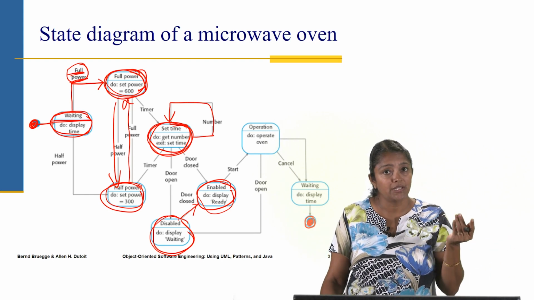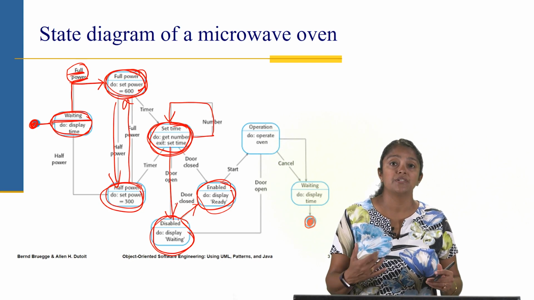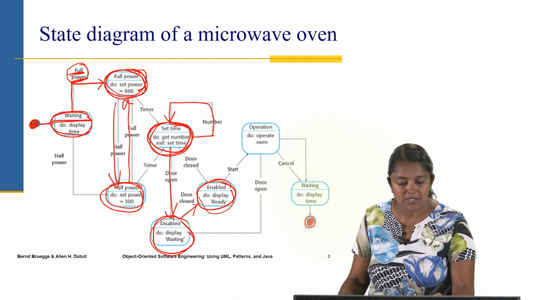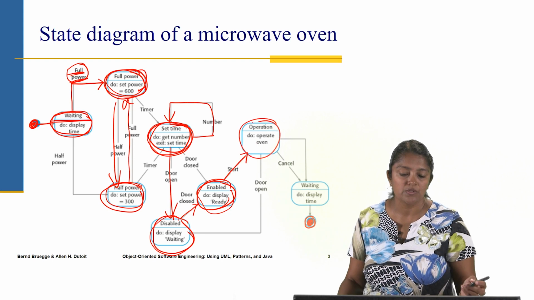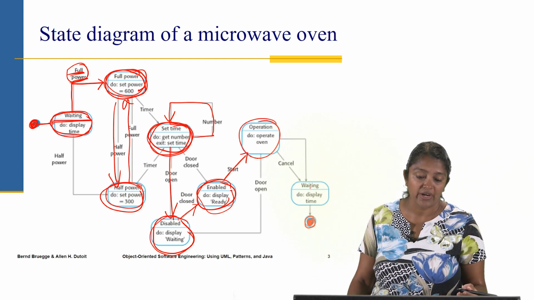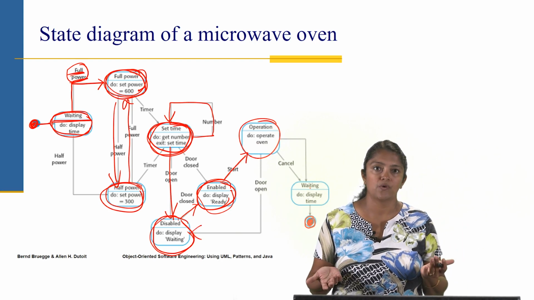Say for example, you're setting the time, and then from there the door is opened, then the state changes into a disabled state, and so on. So from the enabled state, when the start button is clicked, it goes into operation. From there one can hit cancel and get it back into waiting state, or open the door and get it into a disabled state, and so on.